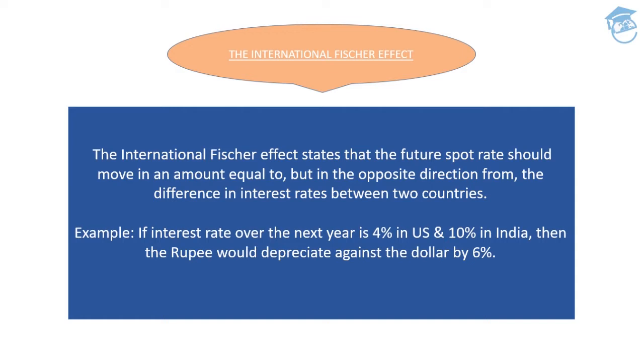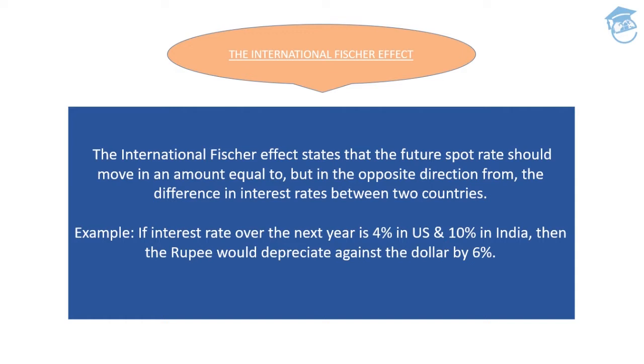Now the international Fischer effect is altogether different from the Fischer effect. It says a few things relating to two different countries. It makes you understand what your forward rate should be. If today the spot rate is X, what's going to be the future spot rate? Is it going to be X plus 1 or X minus 1? That depends on the interest rates prevailing in the two different countries. This is what the international Fischer effect tells you.